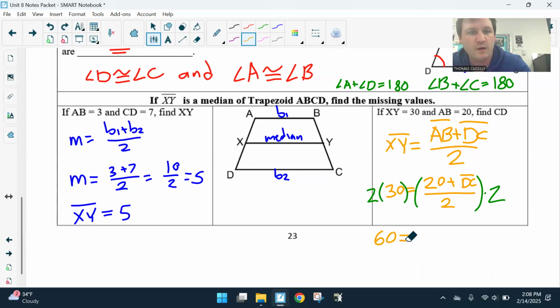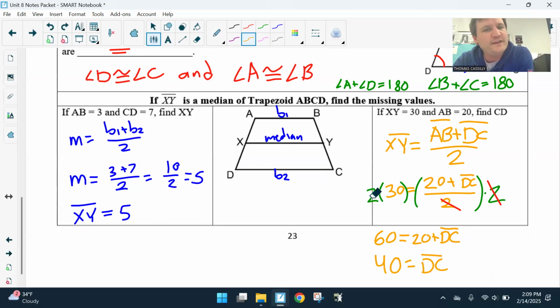The most common mistake is people are going to want to distribute that 2 up top. Don't do that. The whole purpose for multiplying that 2 is so we can cancel it with the 2 in the denominator, so those are gone. What we're left with on the right side is 20 plus DC. Then just get rid of the 20, subtract it over. We have 40 equals DC. And that one's done.